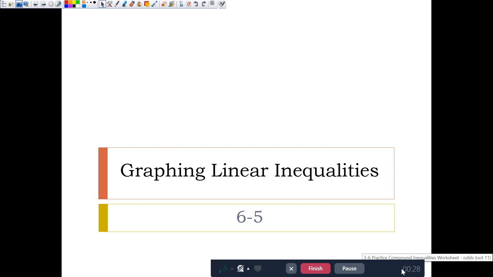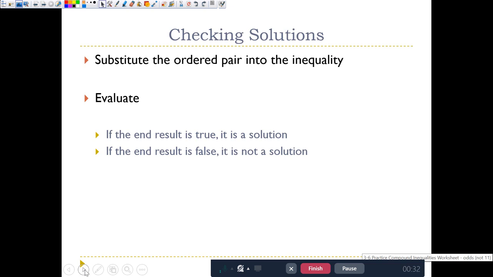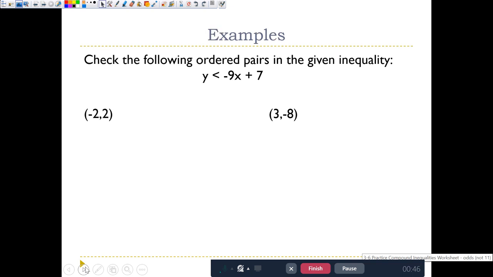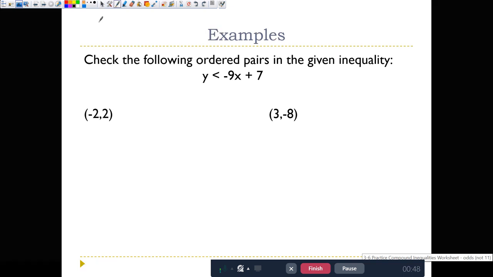But first we're going to check to see if something is a solution to an inequality. So we substitute the ordered pair into the inequality and evaluate. If it results in a true statement, then it is a solution. If it results in a false statement, then it is not a solution. So remember that our ordered pair is x, y. So I'm going to substitute the ordered pair into this equation.